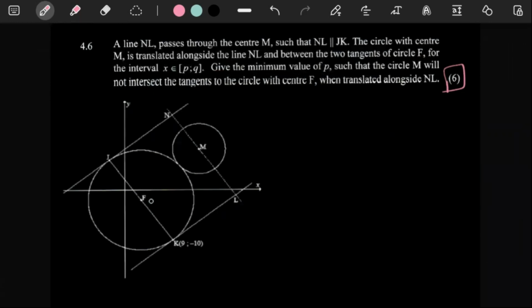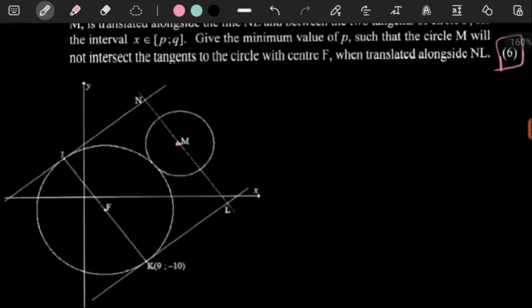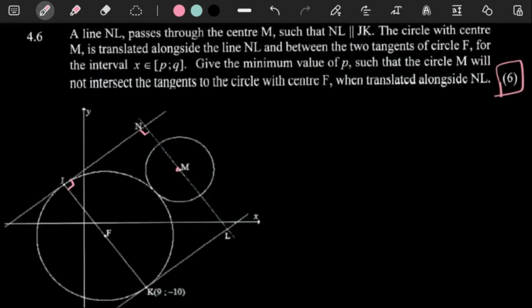Let's see. A line LN. Where is LN? A line LN passes through the center M, right? Such that LN is parallel to JK. Oh, nice. If they're parallel, it means that this is 90 and this is 90. So what now? The circle with center M is translated. It's like moved along the line LN. So meaning they're moving this circle, right? This circle can be somewhere there, somewhere there. That's what they mean. So that circle is translated along the line LN.